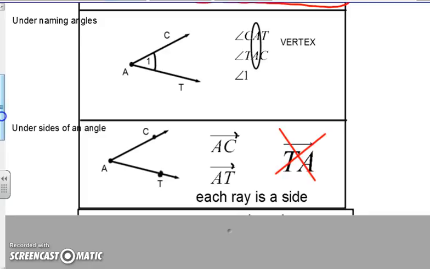And remember, I cannot name this ray TA because T is not the endpoint. T is where the arrow is.